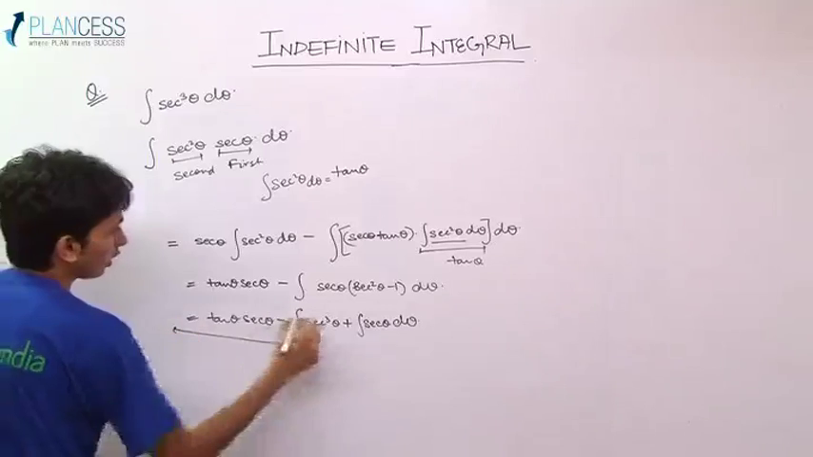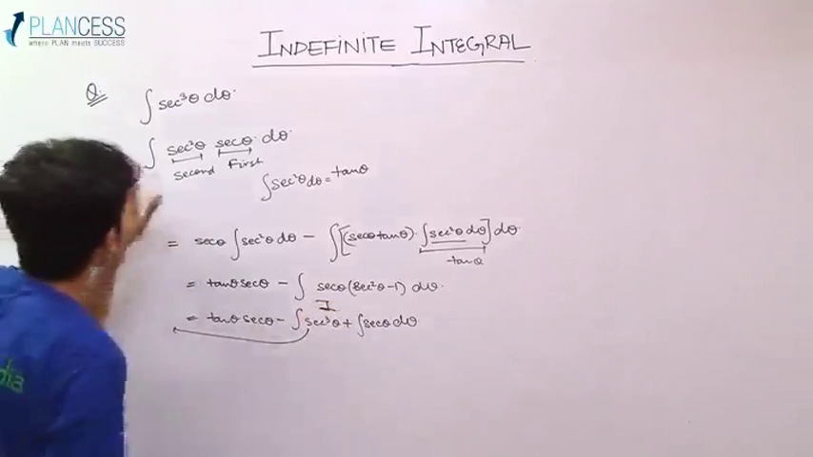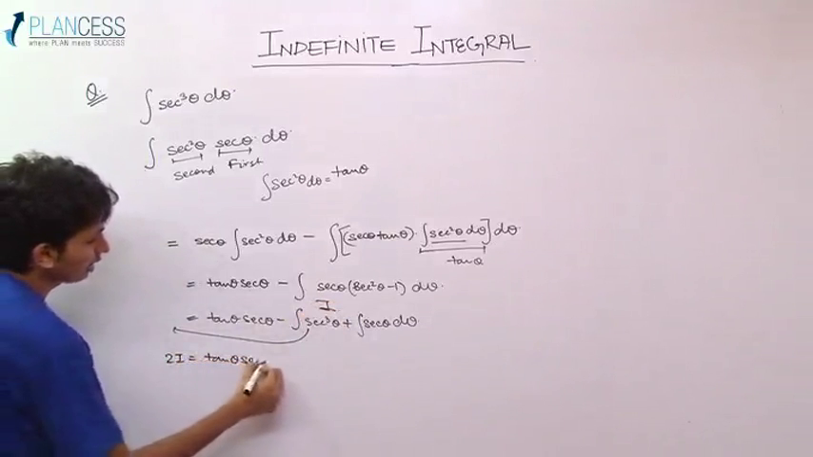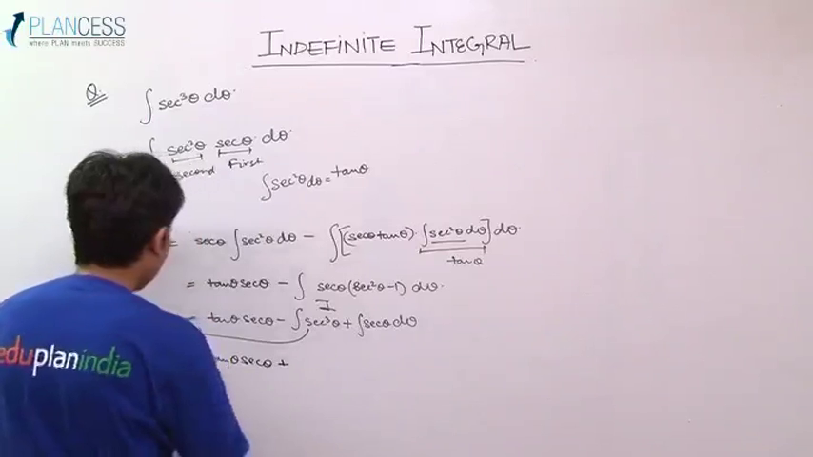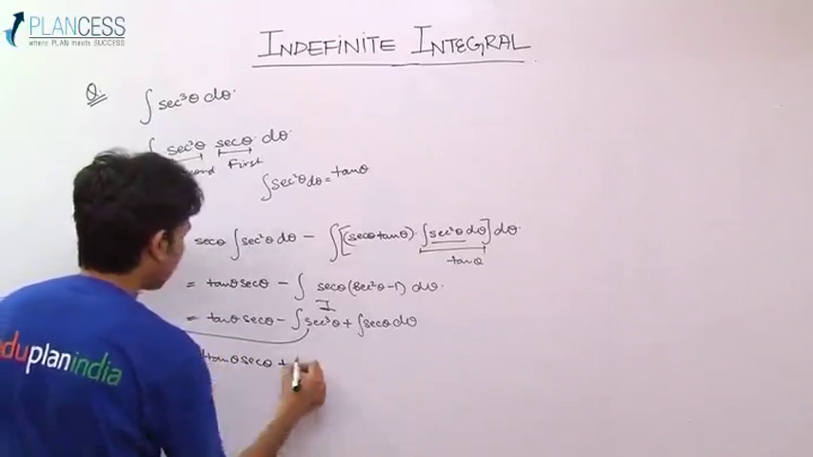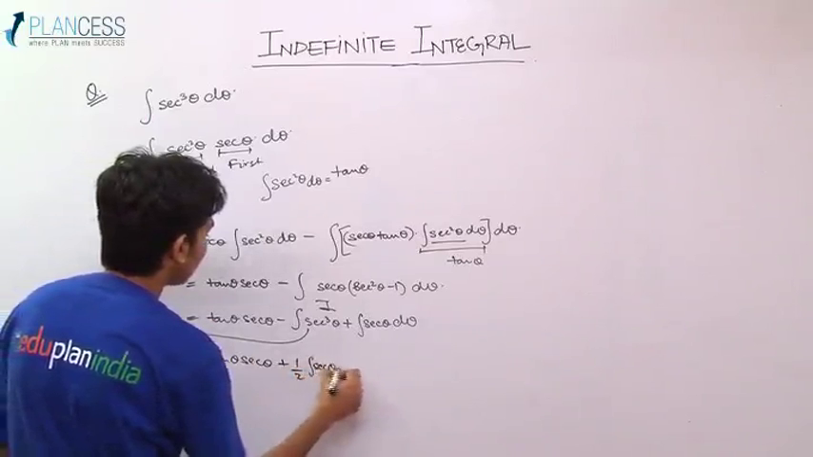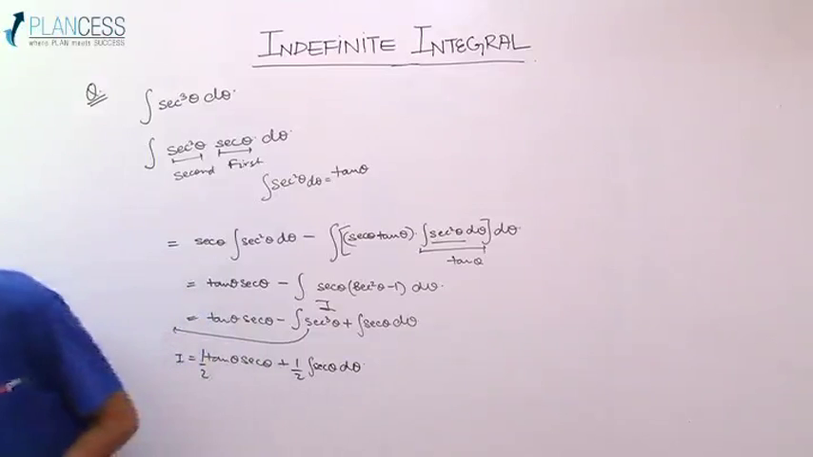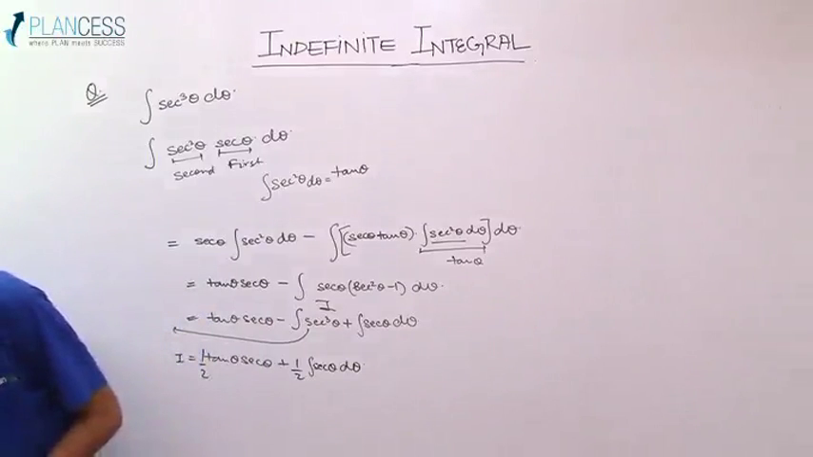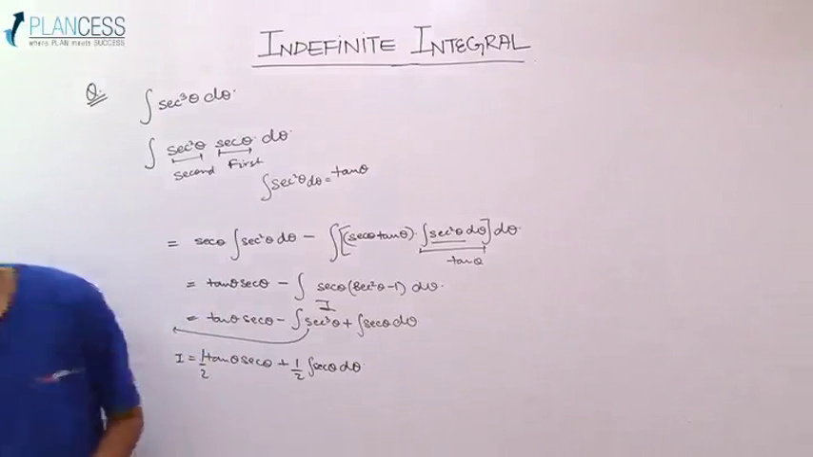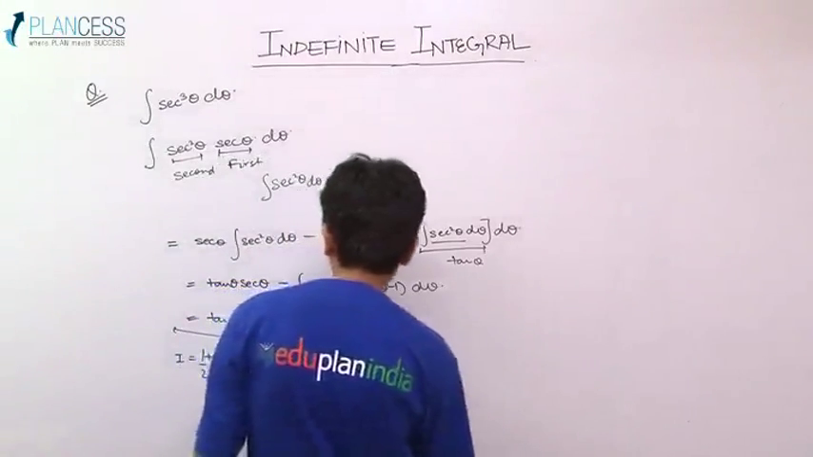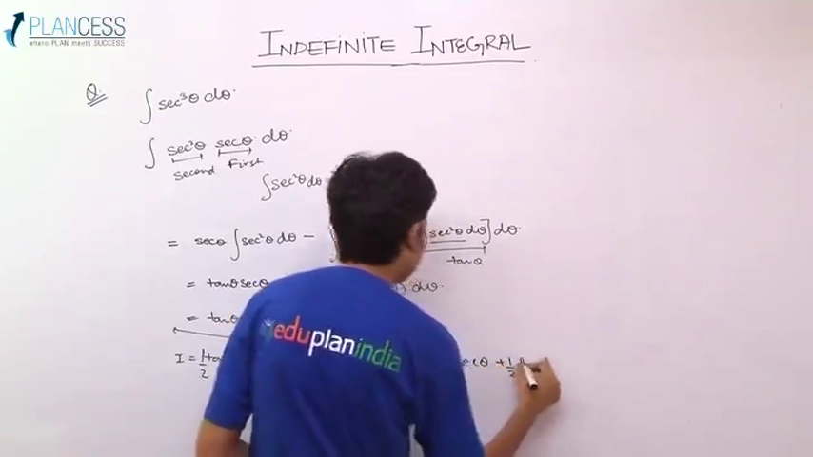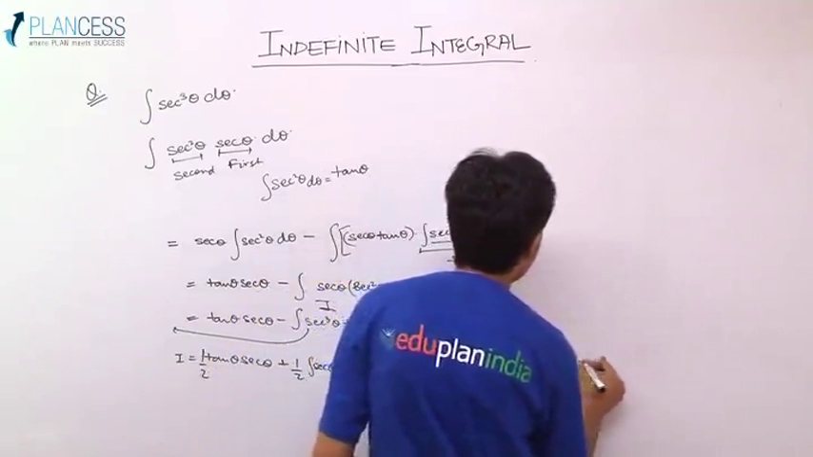So again this is I, so this time also I is formed, so we have 2I is equal to tan theta sec theta, actually I is equal to, let's take the half, tan theta sec theta plus half times the integral of sec theta d theta. So now you remember the integral of sec theta, I am going to directly write it down. Let's see what this comes out to be. So we have the answer here as tan theta sec theta plus half times ln mod sec theta plus tan theta.